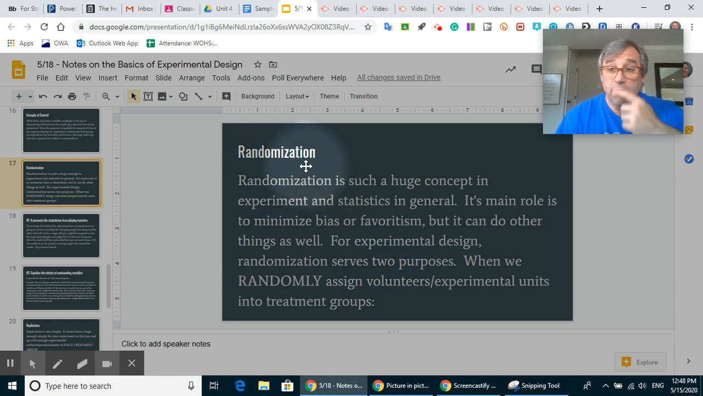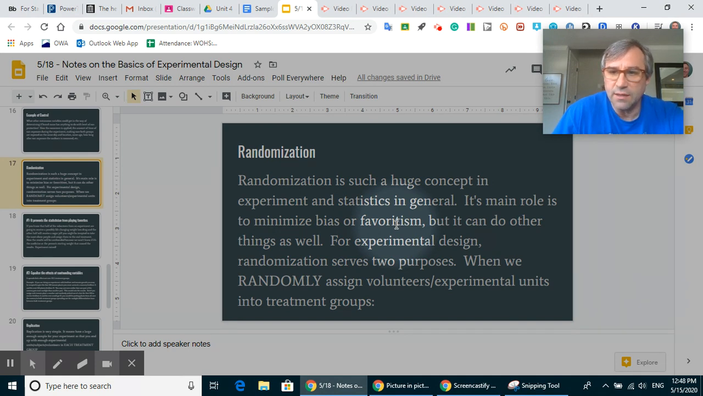Now we're going to talk about control, randomization, and replication. There's three basic core components of a good statistical experiment. I just talked about control. Randomization is another huge thing. It's a huge concept in statistics in general because its main role is to minimize bias or favoritism.